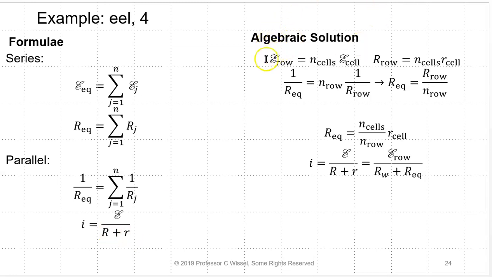Now, for the algebraic solution, E_row is just N cells times E cell, and R_row is just N cells times R cell. But 1 over R equivalent is N_row times 1 over R_row. So R equivalent combining these is R_row over N_row. R equivalent is the ratio N cells over N_row times R cell. I is E over big R plus little r, which equals E_row over R_W plus R equivalent.